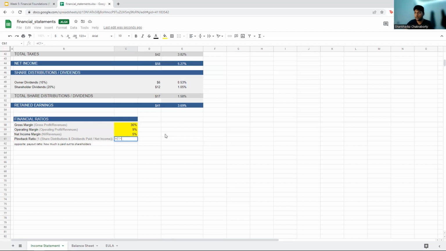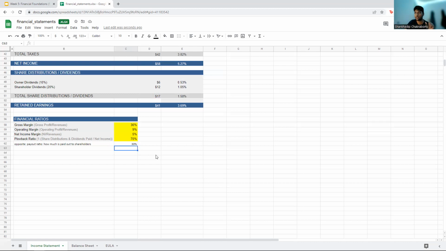So it's going to be 1 minus share distributions and dividends divided by your net income. And it's 70%. Now, if we want to do payout ratio, all we have to do is just 1 minus this, and it's 30%. That means this company is plowing back 70% of its earnings. What we can sense from that is there's a high chance that this company is a new one or a startup, and it's very growth oriented.